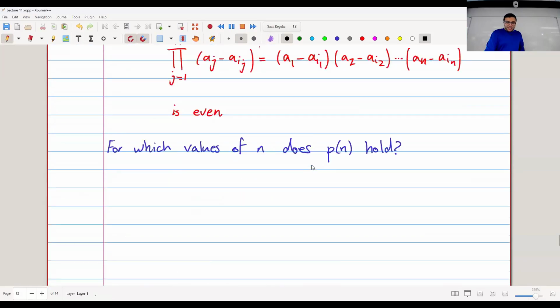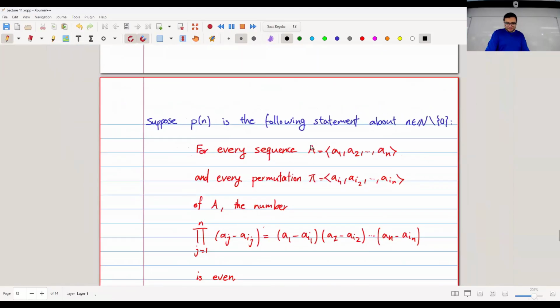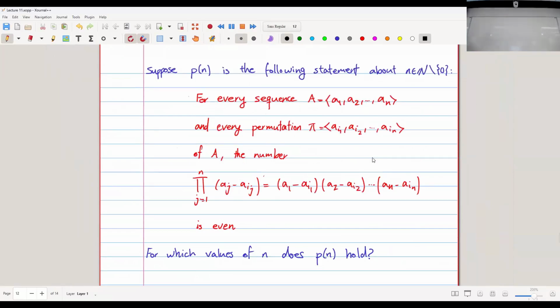Okay. And finally, this is a homework problem. Solve this on your own. So let's say we have a sequence A of n numbers, and then I apply a permutation. And then I compute this. I compute A1 minus the first element of the permutation, times A2 minus the second element of the permutation, and so on, to the last element minus the last element of the permutation. And then I ask, would this product always be even? So basically tell me for which values of n this product will always be even, and for which values of n can this product be odd.